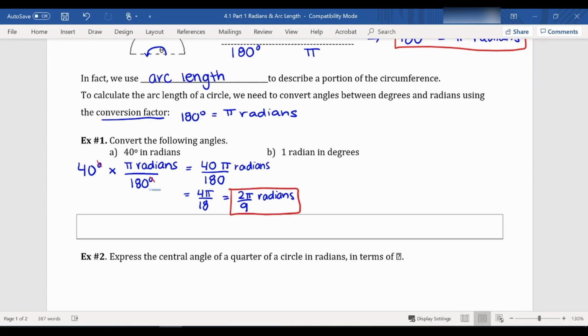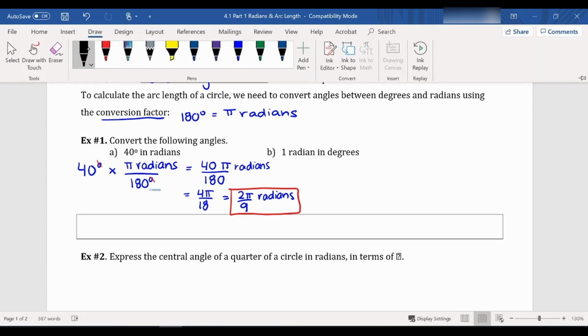So this means that 40 degrees is equal to 2 pi over 9 radians. If I think about this, 2 pi was an entire outside of my circle, similar to my 360 degrees. 2 pi over 9 means 1/9 of my circle. And if I think about that, 40 degrees out of 360 degrees is also 1/9 of my circle. We're also going to look at what if we have to go the other way?